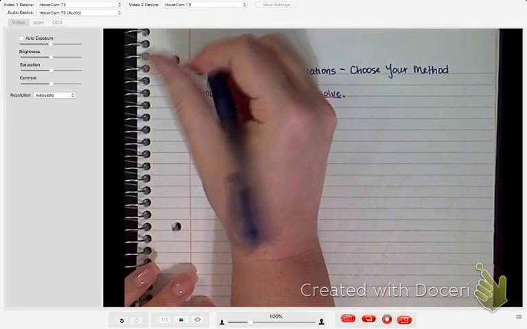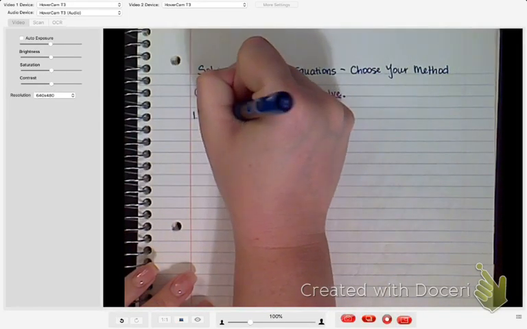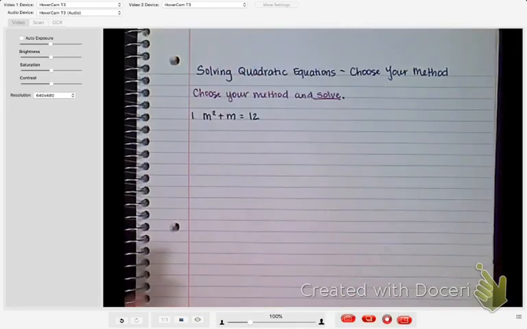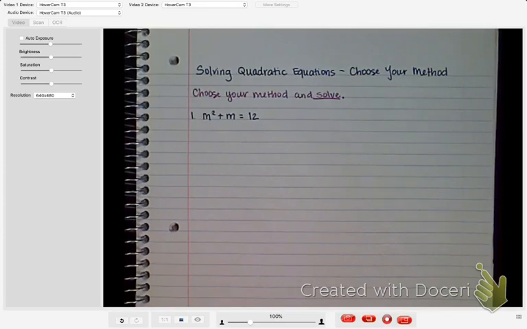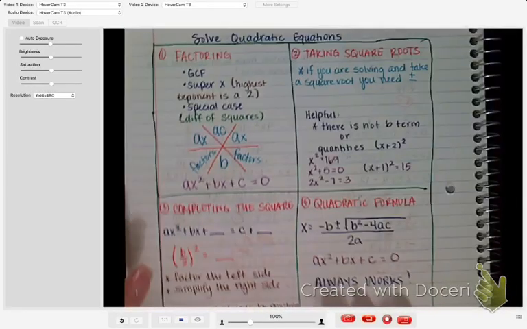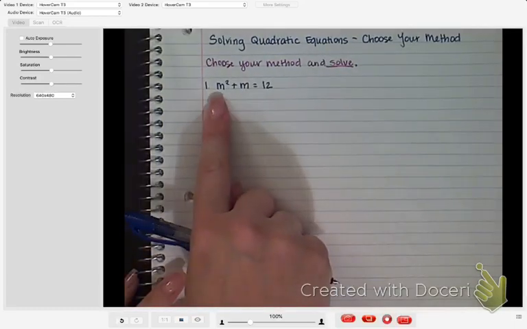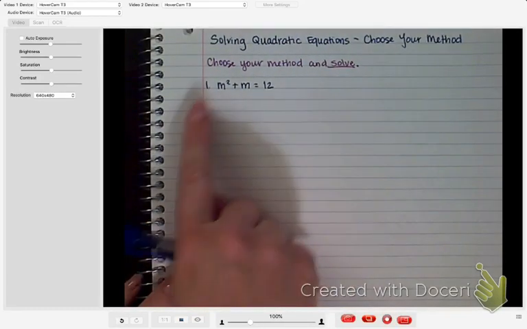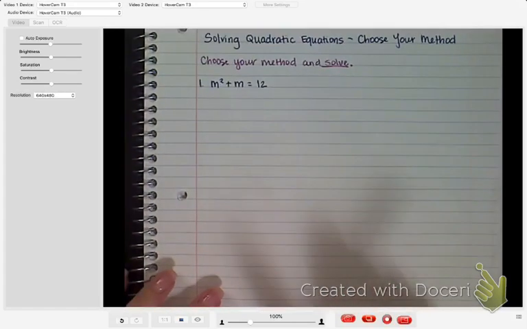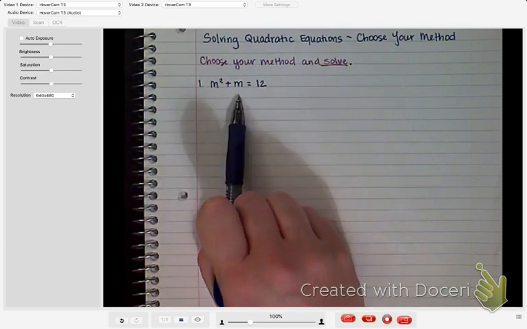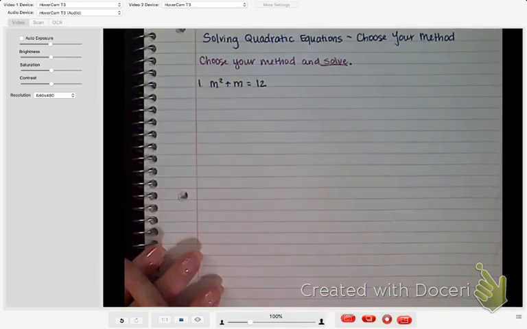So let's look at m squared plus m equals 12. Okay, so we're going to choose our method. So I'm going to just flip back here real quick. We can maybe try to factor it. That could be an option, right? We have all the pieces for it. We have a square term, our linear term, and our constant. We would have to move things around. We're probably not going to take square roots because there is a b term, so you can't take square roots there. We can use the quadratic formula because we know that's always going to work, and we can use completing the square.